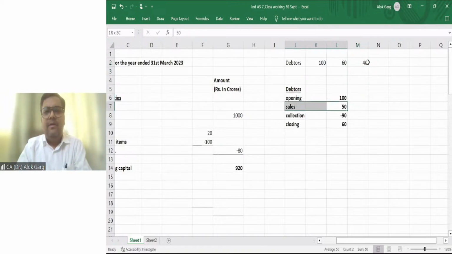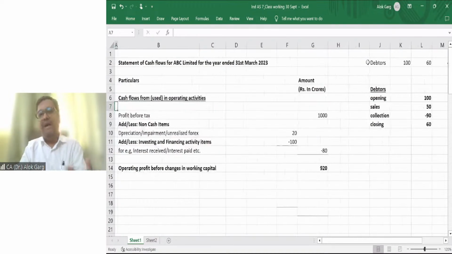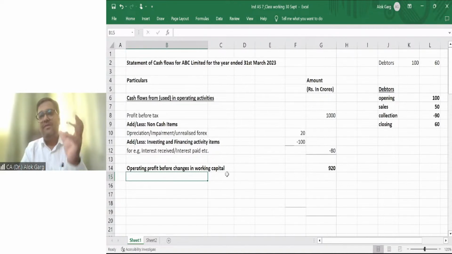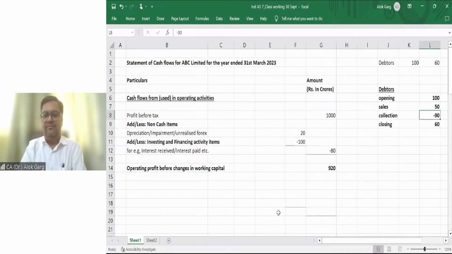Friends, now probably you might have remembered that for operating profit before changes in working capital, we have to just put the difference here. You might have remembered this. But what is the concept? What is the logic behind this? Why are we only checking this opening versus closing balance? Sir, why are you not taking this entire 90 crore here?